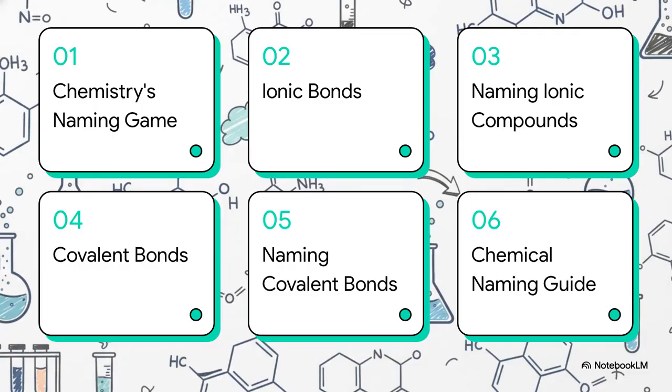So here's the plan. First, we'll figure out why there are even different naming rules in the first place. Then we'll dive into the two main paths that chemists take, one for compounds that transfer electrons and another for the ones that share them. And finally, we'll wrap it all up with a super simple guide you can use anytime.